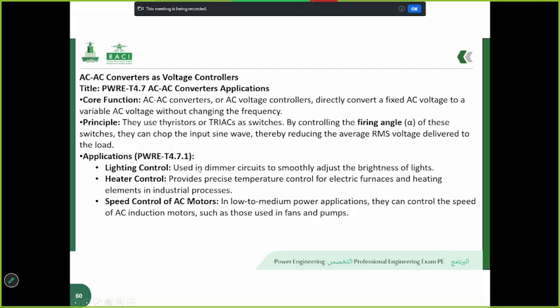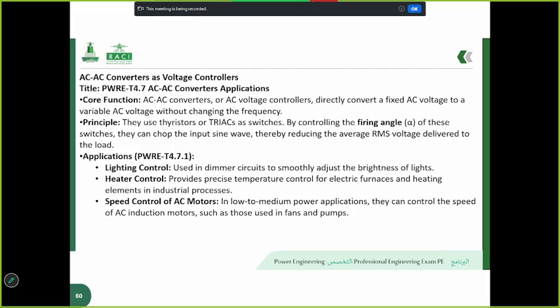So this slide introduces AC to AC converters, which are power electronic devices used to directly convert a fixed AC voltage into a variable AC voltage without altering the frequency. So these are often referred to as AC voltage controllers. So the primary function is achieved through phase angle control, a method similar to what's used in controlled rectifiers.